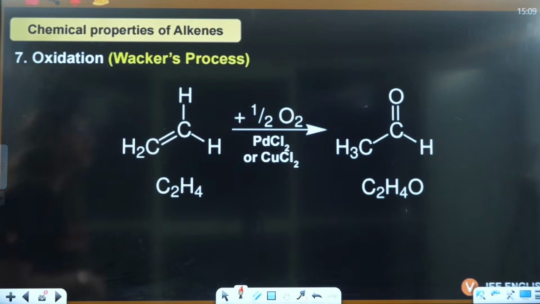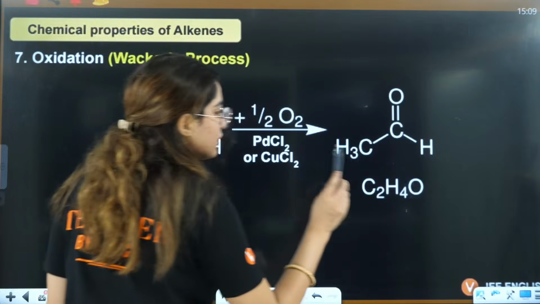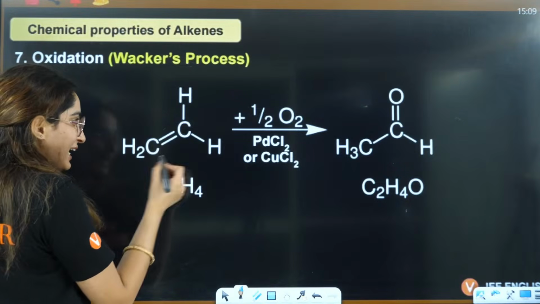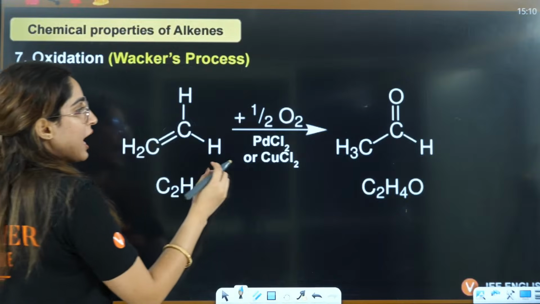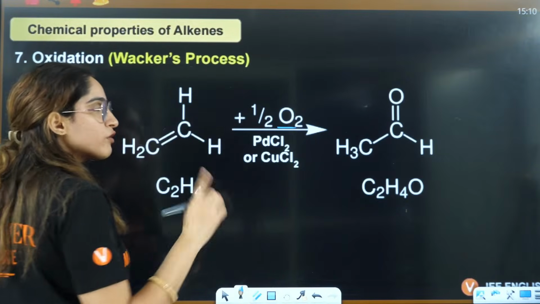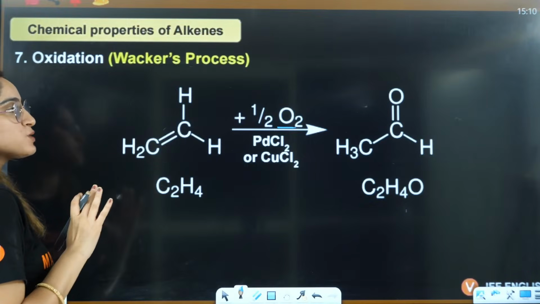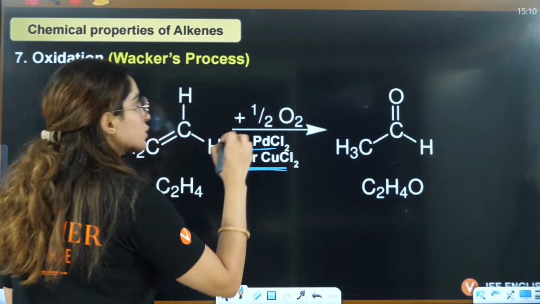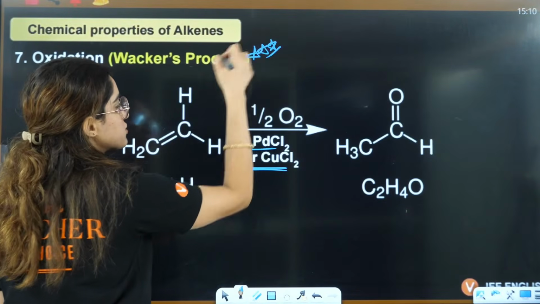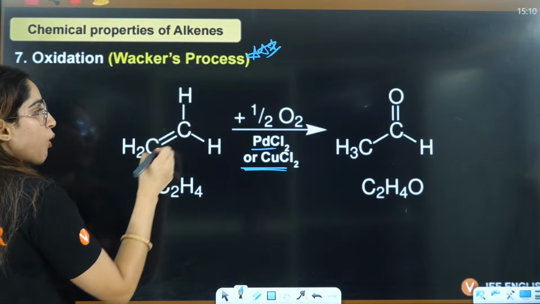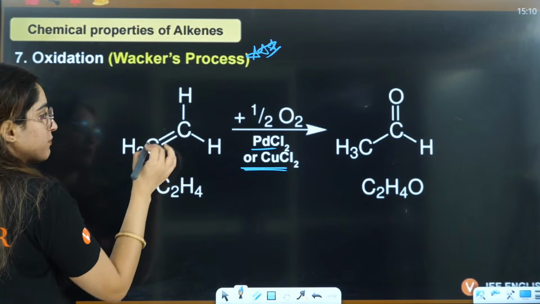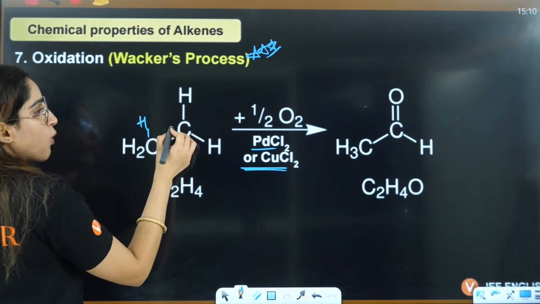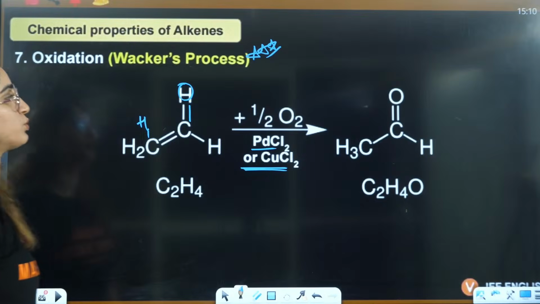Now next is Wacker's process. It's a direct reaction that you should remember: this is an alkene in which you give not full, like half amount of O2, that means partial oxidation is happening in the presence of PdCl2 or CuCl2, and this is an important process. Then this particular bond will be converted so that one hydrogen will be added here and this will be directly converted to double bond O.